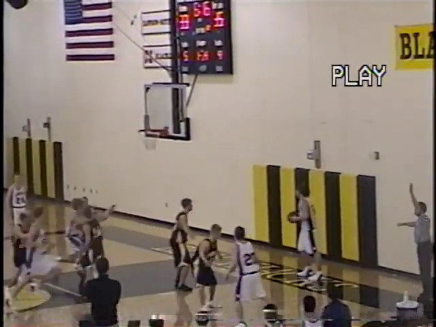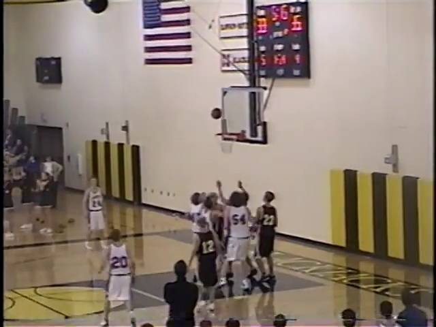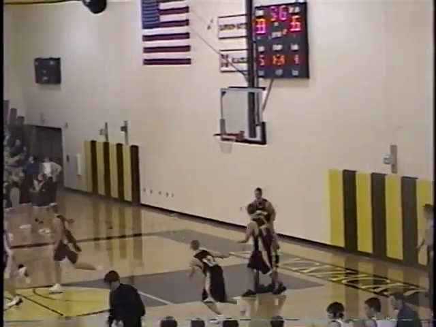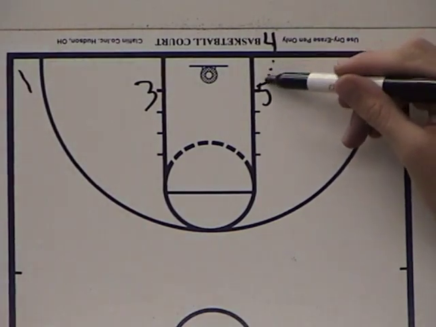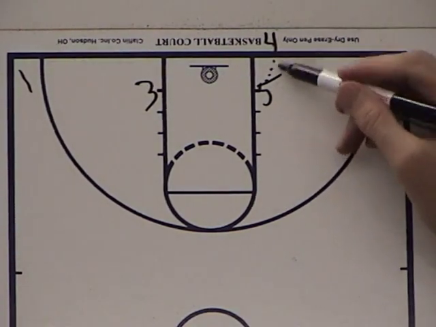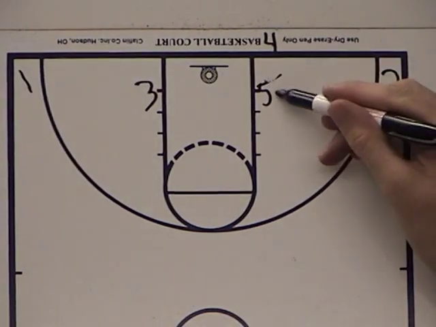Same example, but we cut back inside and we're able to get inside with our screener. 4 low is used so that we can flatten out a zone. They have to match up with you. And if they do match up with us, we look for the lob to 5 right away.